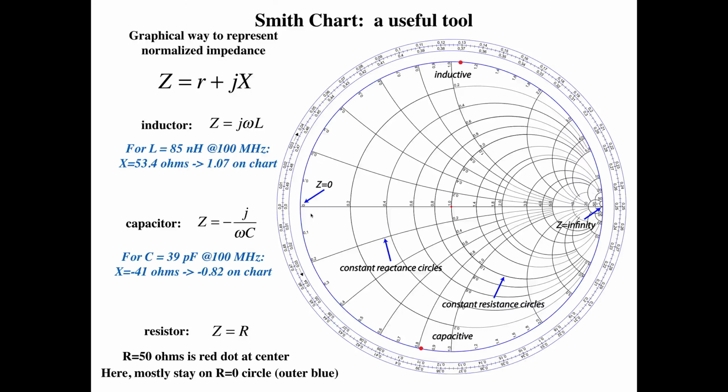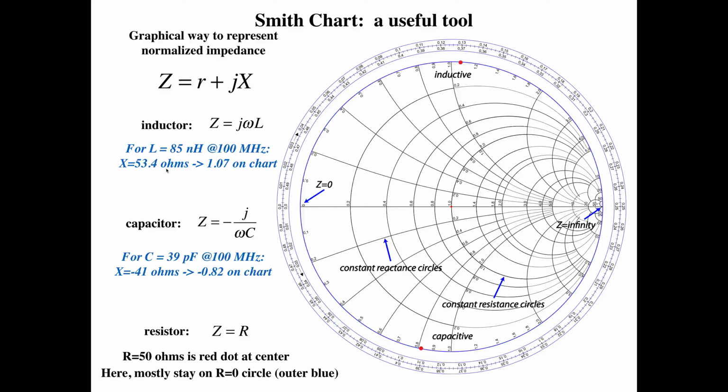Okay, so let's just do a couple quick examples. Again, we're talking about normalized impedances is what we plot on this thing. So for example, for an inductor, the impedance is j omega L, so it's pure reactance. We're going to assume ideal components here. Omega is the frequency, 2 pi f if you want, and L is the inductance. So for an 85 nanohenry inductor at 100 megahertz, X is 53.4 ohms.